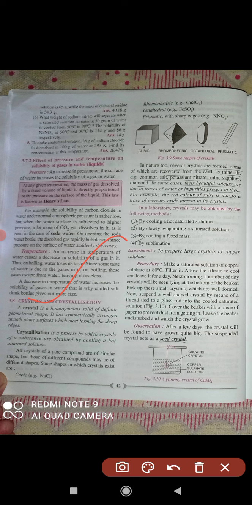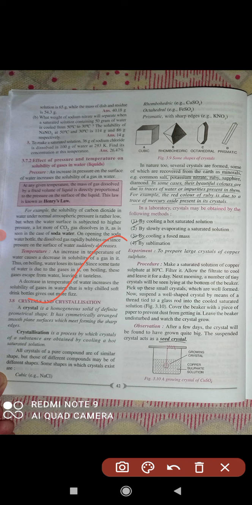Let's move to the next portion, that is crystal and crystallization. Students, by the name you can understand: crystal means a solid which has a proper shape. Like crystalline and amorphous, you learned in the previous class in the chapter carbon and its compounds. Crystalline structure means it has a proper geometrical shape, but amorphous means no proper structure. So here you will learn how crystallization happens. What is crystal, what is crystallization? Formation of crystal is called crystallization. The process by which we obtain crystal is called crystallization. These things are very easy.